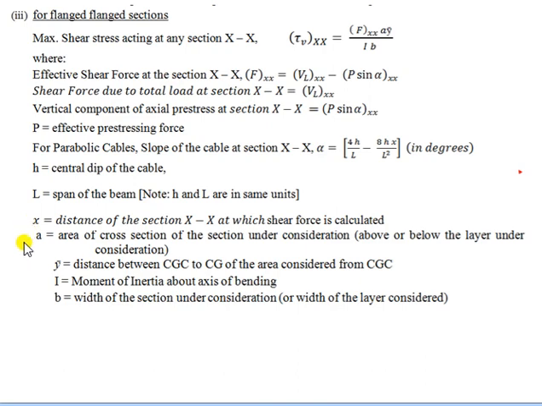A is the area of cross section of the section under consideration. y bar is the distance between the center of gravity of the section and the center of gravity of the area considered. I is the moment of inertia about the axis of bending, and b is the width of the section under consideration. So these are the equations you should remember.